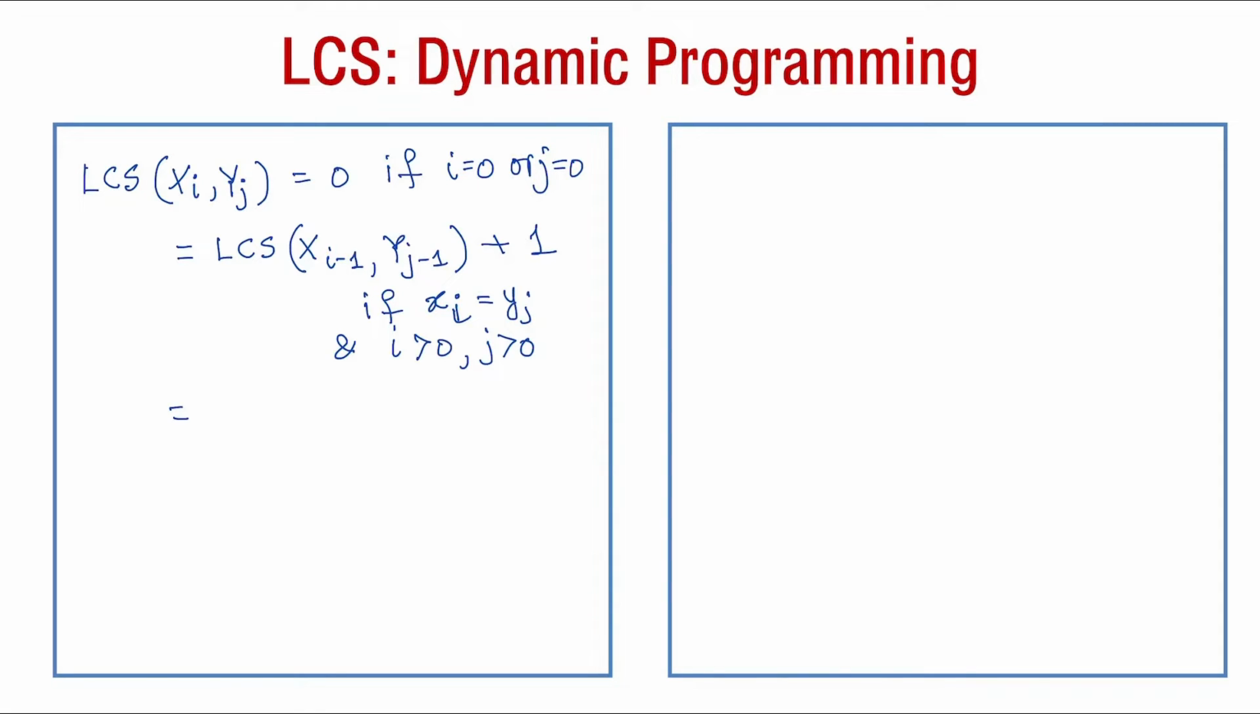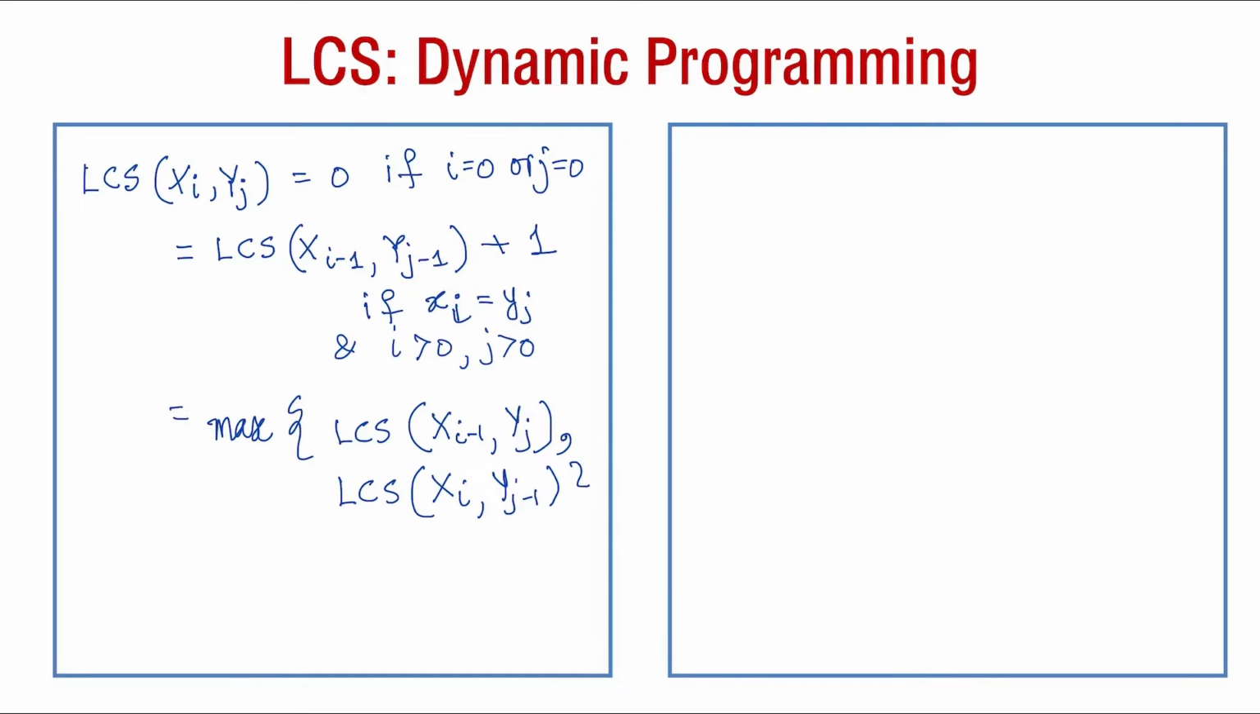Otherwise, we have to find the maximum. Sorry, we have to call LCS. So we find the maximum of LCS of x_{i-1}, y_j, comma LCS of x_i, y_{j-1}. So with this we formulate the value.